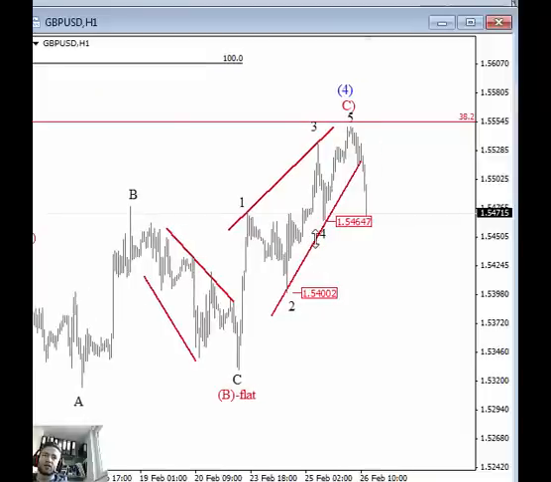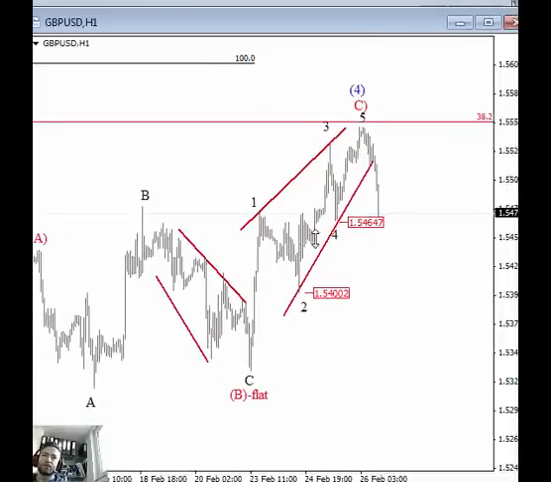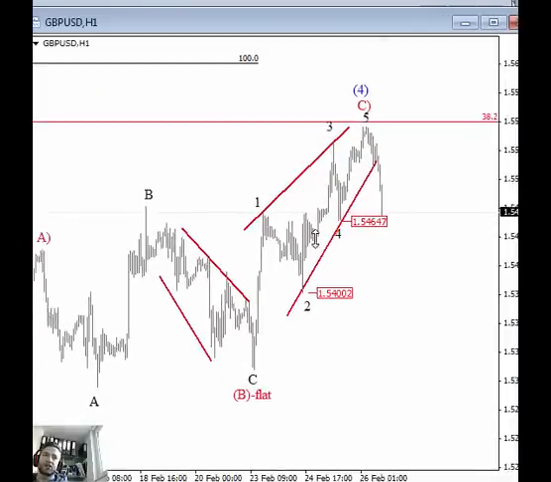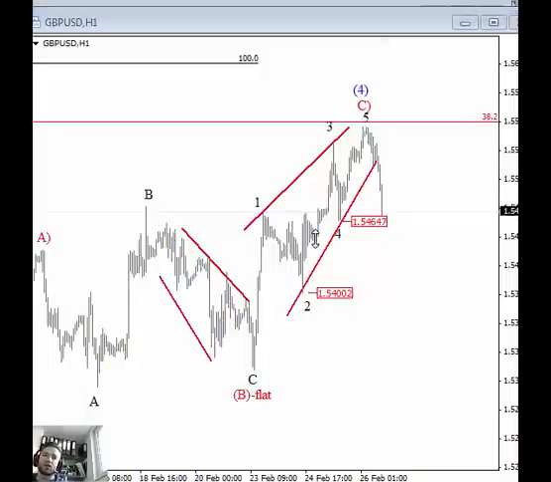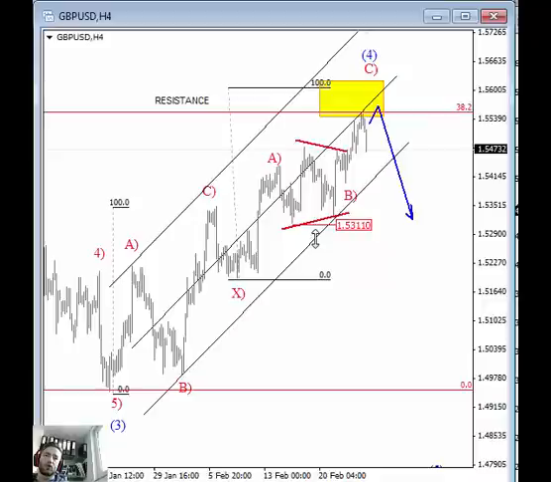The second count is the one that I love even more. It's actually labeled here as a flat in a wave B position. Okay, and then I have an ending diagonal here in a wave C. So this is even more significant because we know that an ending diagonal is a reversal pattern. Okay, it occurs when the market has gone too far.